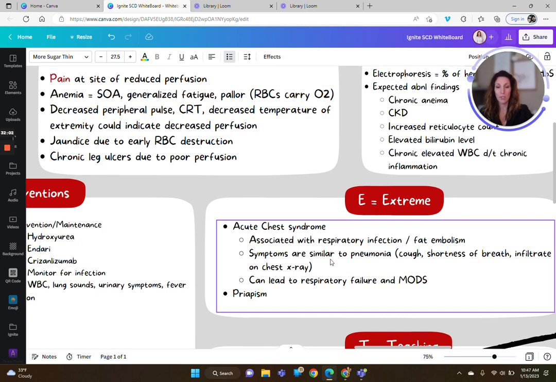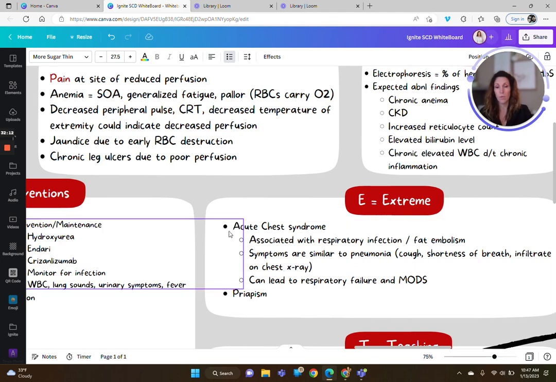And symptoms are similar to pneumonia. So the patient has a cough, the patient has shortness of breath, the patient shows an infiltrate on their chest x-ray. So they may present with chest pain, shortness of breath, cough. You may think that they have pneumonia.